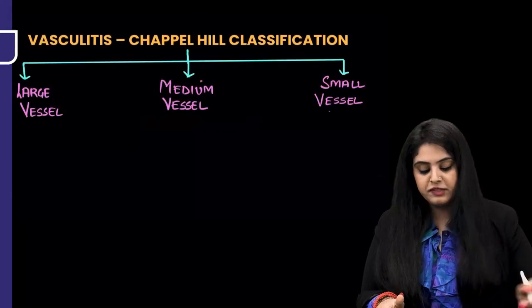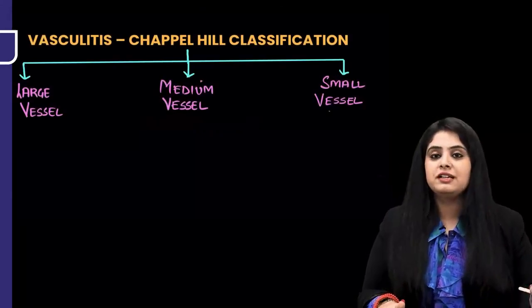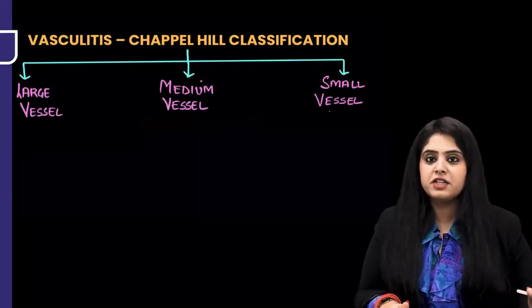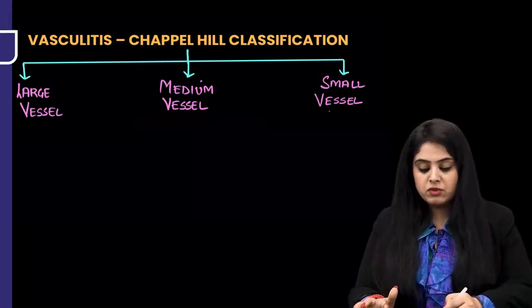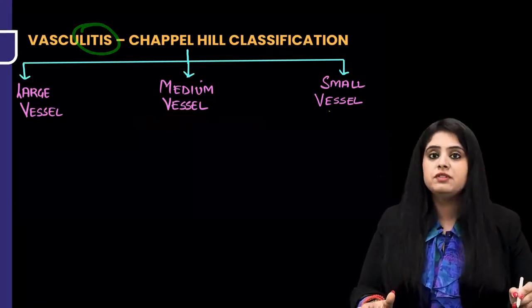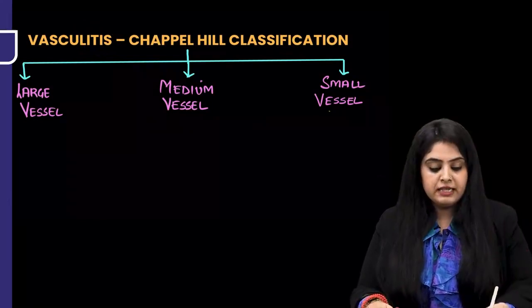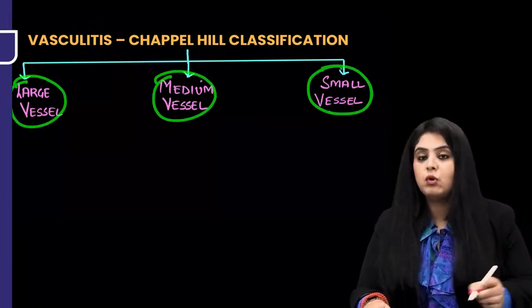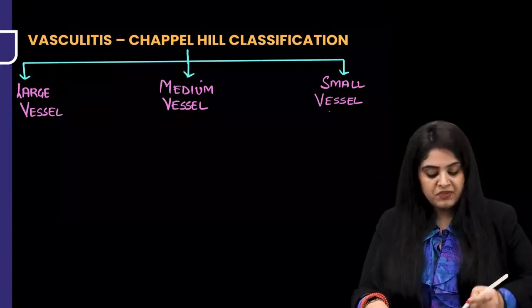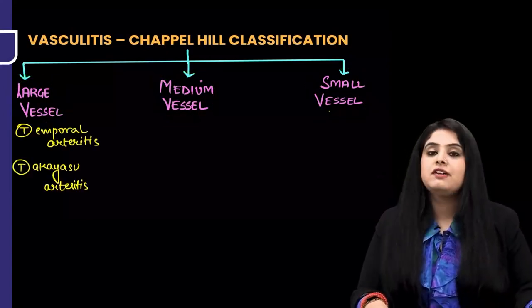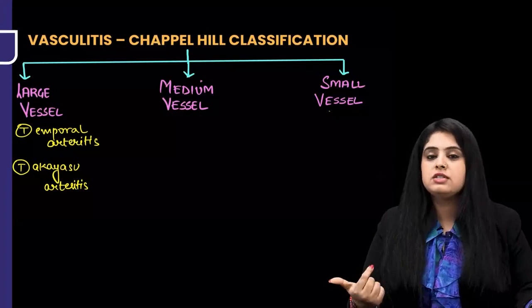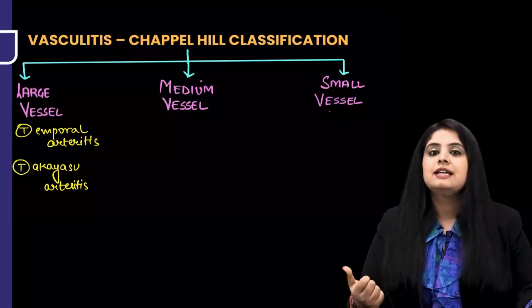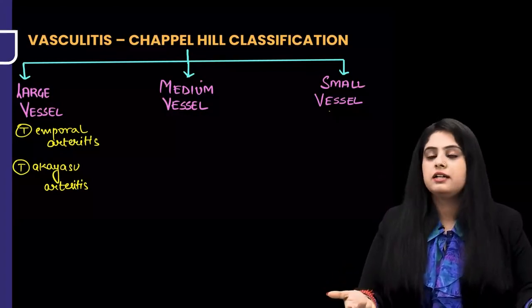So let's start with the first one, and that is vasculitis, which we classify as per the Chapel-Hill classification, and that says that when I'm talking about itis or inflammation of the vessels, they are of three types. Either they will involve the large vessels or the medium vessels or the small vessels. So large, medium, small. I'll start with the two large vessel vasculitis, which are T and T. So T and T come under large, that is temporal arteritis and Takayasu arteritis.